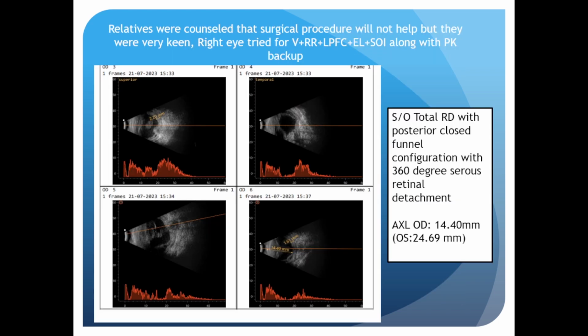Again, we have done the ultrasound. The relatives were counseled that the surgical procedure will not help, but they were still very keen on the procedure. So for the right eye we still tried vitrectomy or LPFC, planned with PK backup. Wait, what is that bump-like thing there on the top left image? It's a very unusual bump. That is due to the hypotony, sir.